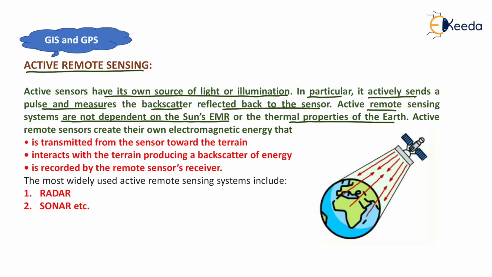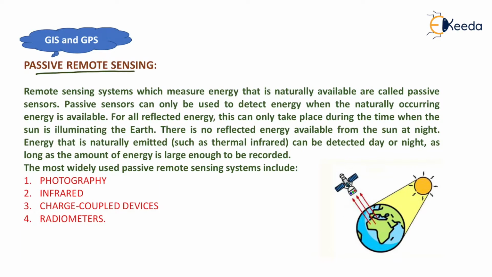Now, active remote sensors create their own electromagnetic energy that is transmitted from the sensor towards the terrain, interacts with the terrain, producing a backscatter of energy like this, okay, and is recorded by the remote sensor's receiver. The most widely used active remote sensing systems include radar, sonar, etc. Now, radar is known as radio detection and ranging, and sonar is known as sound navigation and ranging. Okay, now we can move to the next remote sensing system, that is passive remote sensing system.